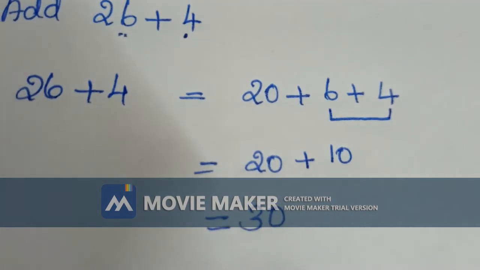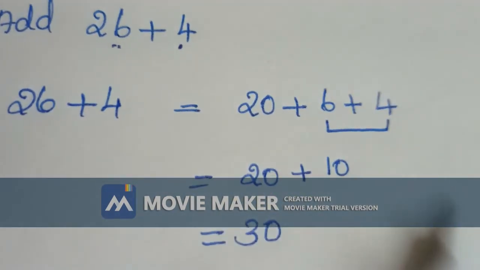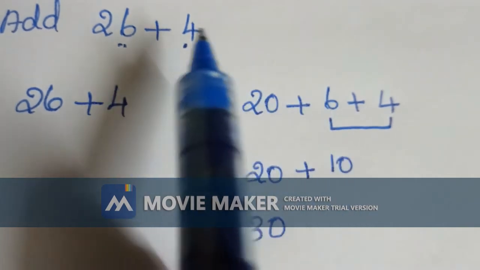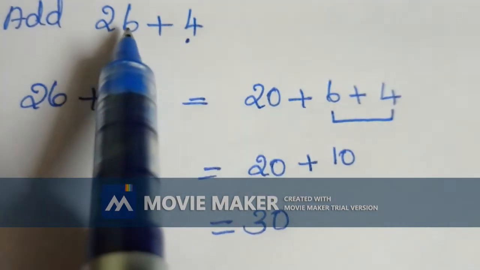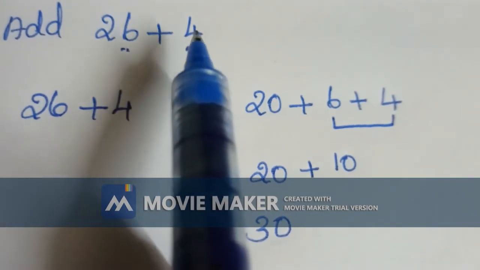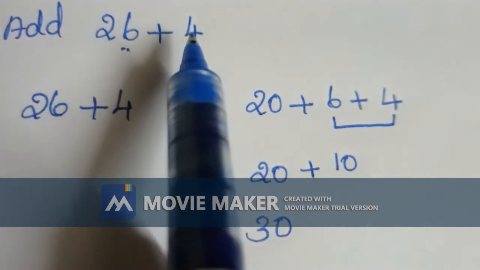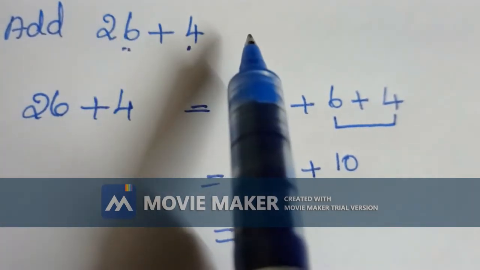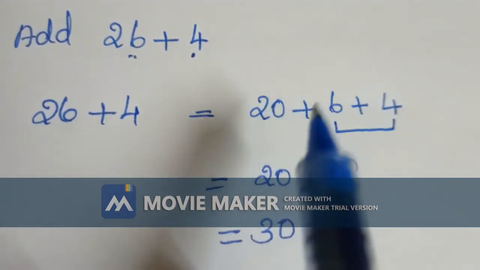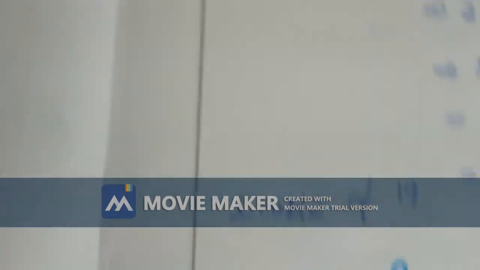So once again, whenever we have to add two or more numbers, we can check to see whether the digits in the ones place pair up to make 10. If they are making 10, this will make the addition faster. So now let's look at the next question.